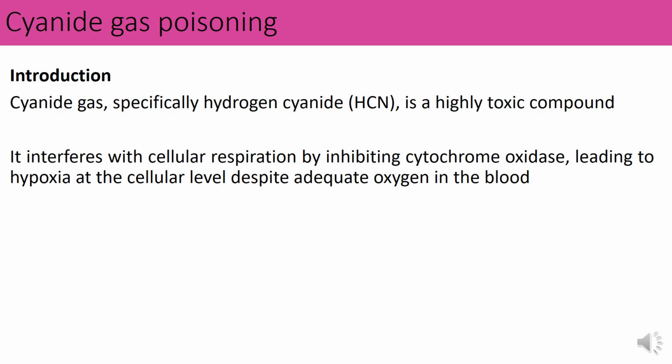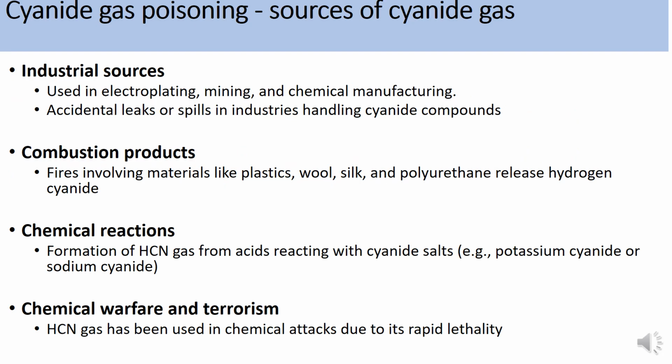Moving on to cyanide gas poisoning. So now, as you know, cyanide gas or hydrogen cyanide is a highly toxic compound. It interferes with cellular respiration by inhibiting cytochrome oxidase, leading to hypoxia at the cellular level despite an adequate amount of oxygen in the blood. So finally, it is classified as a chemical asphyxiant agent.